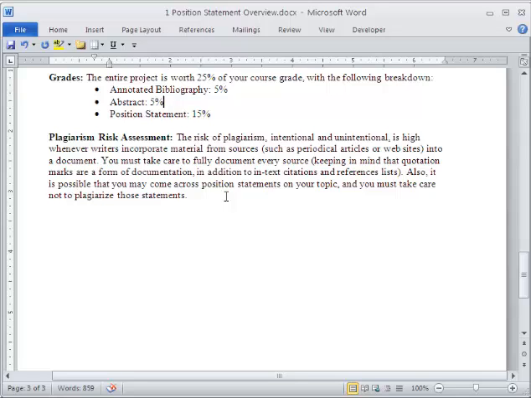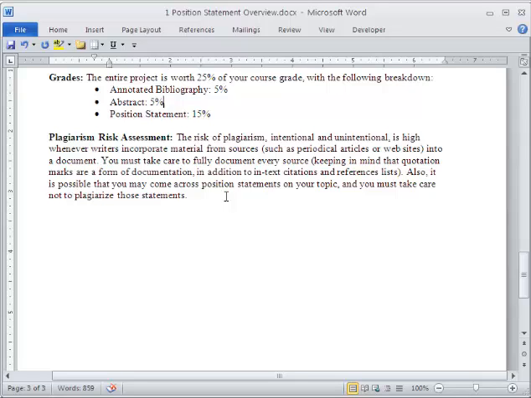Plagiarism risk assessment. For a research paper, there's special risks of plagiarism. We're dealing with outside sources. We're incorporating material from those sources into a piece of writing. That's the nature of the project. It's a research paper. We just have to take care. Everyone's going to be using outside sources, and so everyone has to take care to use them properly. And if we follow APA format guidelines and we understand how to incorporate material without plagiarizing, and we know when to use quotation marks, it shouldn't be a problem.